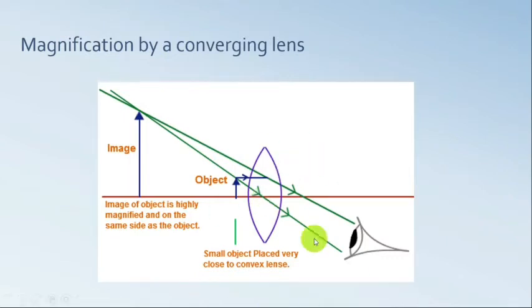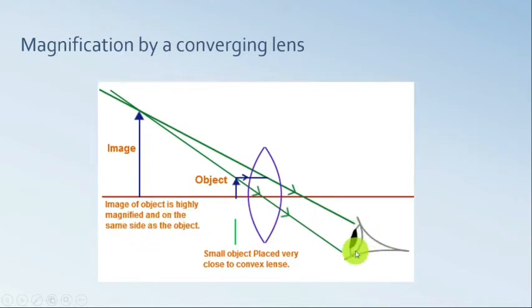Okay. Now, magnification by a converging lens. Here I have an example of a converging lens. I put the object close to the lens, within the focal length. A small object placed very close to a convex lens. If you draw the ray diagram, you will see that the rays will not meet at all at this side, but the extended lines of these rays at the same side of the object will meet and form a virtual, upright, and enlarged image. The image of the object is highly magnified and on the same side as the object.